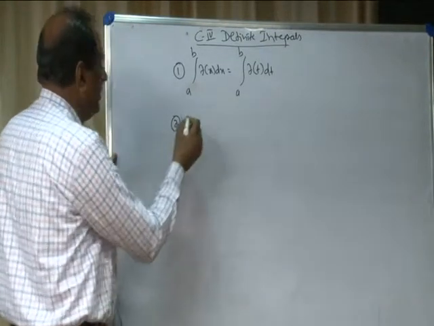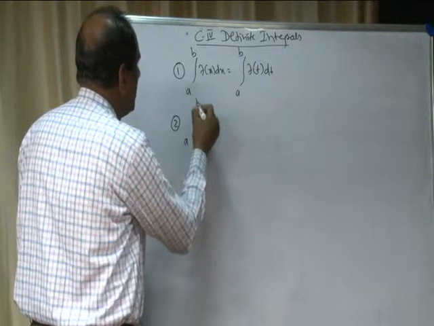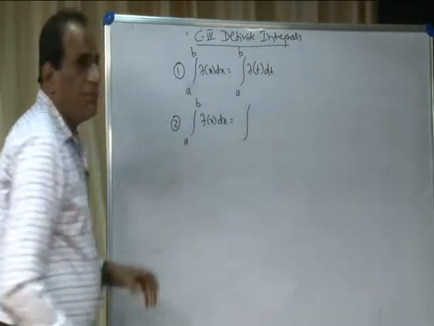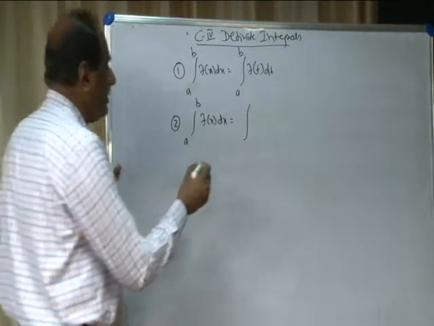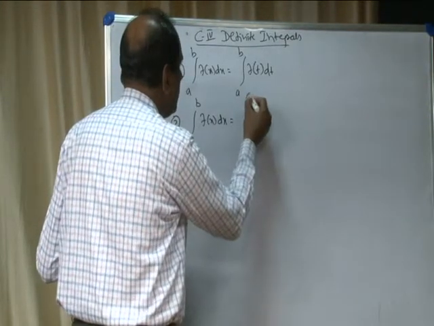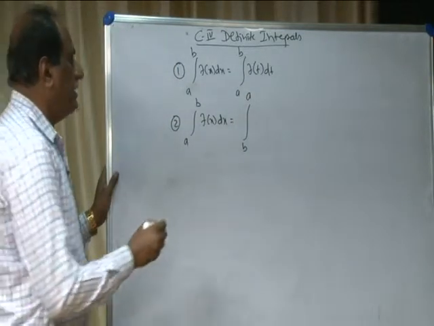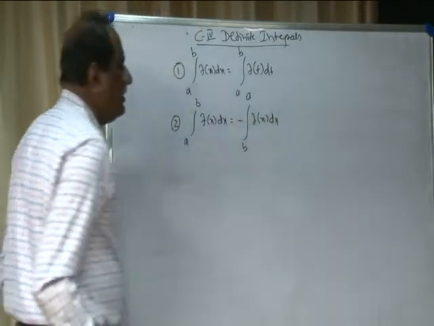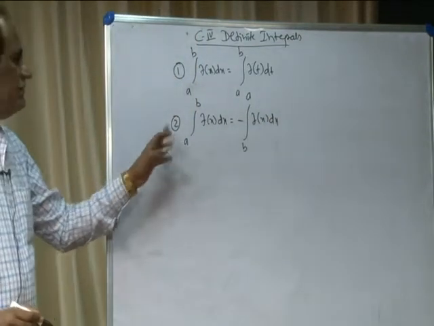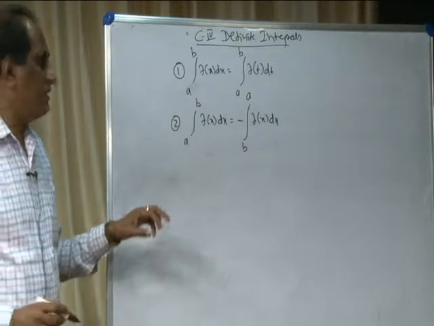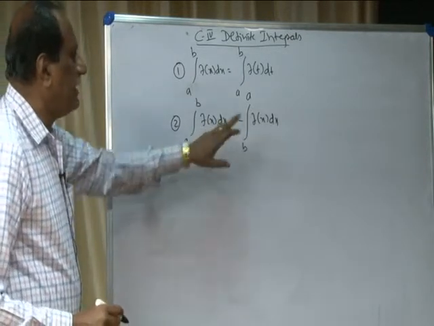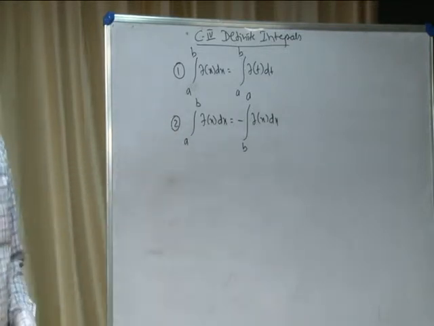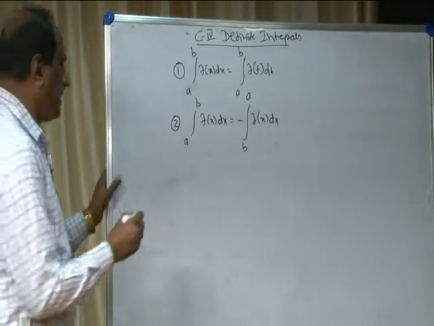Second property: integral a to b f of x dx. Suppose you interchange the upper limit and lower limit, so the upper limit becomes the lower limit and the lower limit becomes the upper limit. Here the sign of the value changes; a positive value becomes a negative value. If you interchange the upper and lower limits, the value changes only in sign. That is the second property.